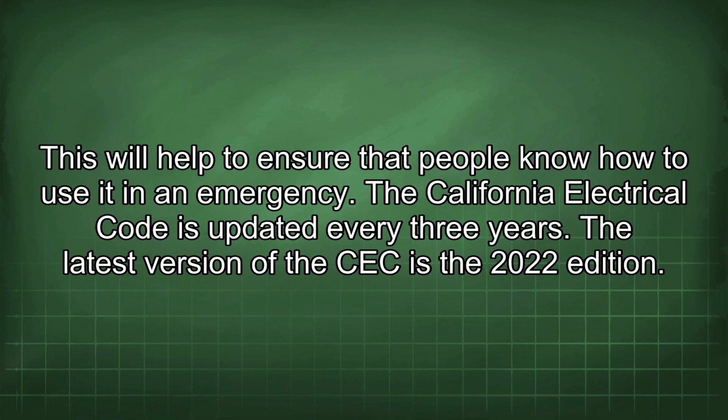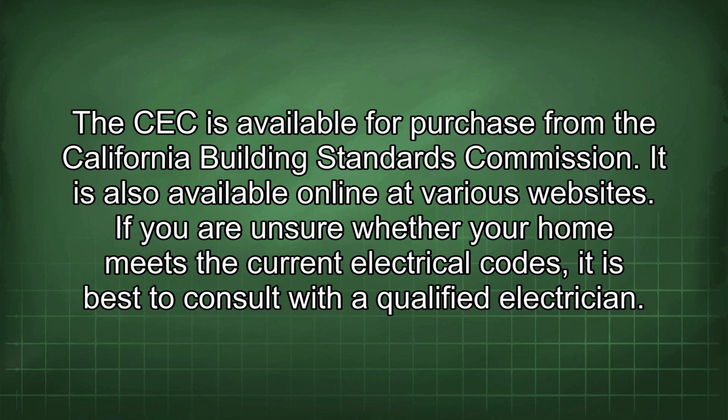The California Electrical Code is updated every 3 years. The latest version of the CEC is the 2022 edition. The CEC is available for purchase from the California Building Standards Commission. It is also available online at various websites.